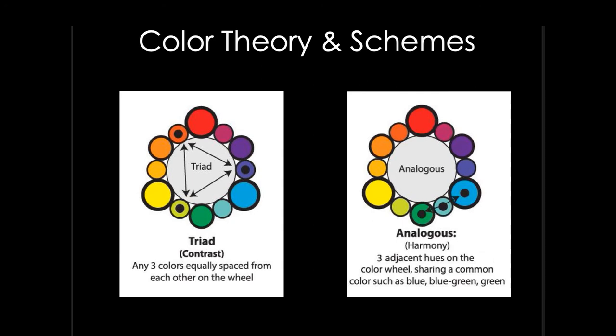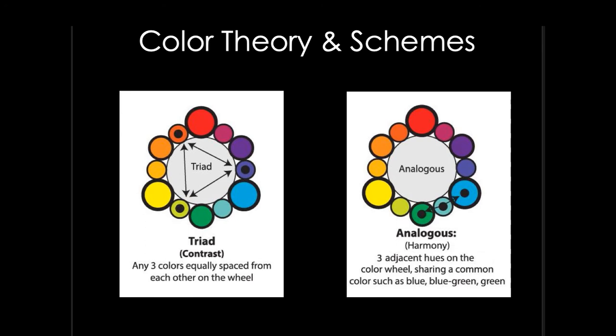So primaries are triadically spaced. There's 3 spaces in between them. Same with secondaries, 3 spaces in between them. So as long as there are 3 spaces in between them on the color wheel, this is known as a triadic color scheme.